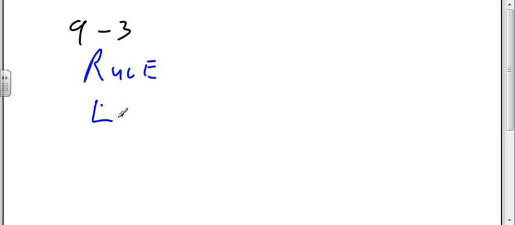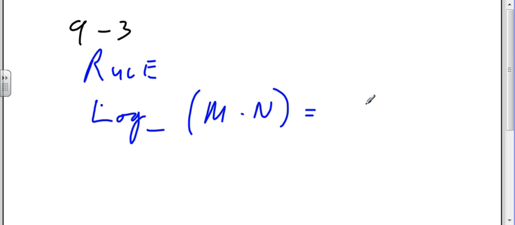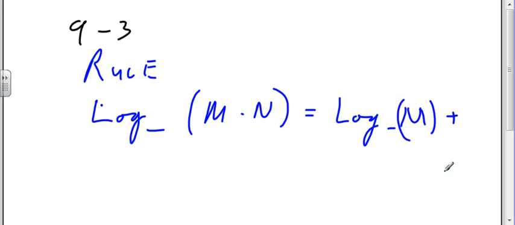If I take the log, and it doesn't matter what the base is, of two numbers that I multiply together, that's the same as taking the log of that same base, whatever it might be, plus the log of those two numbers. So this might be base 10, or base 2, or base whatever. It doesn't matter what it is.